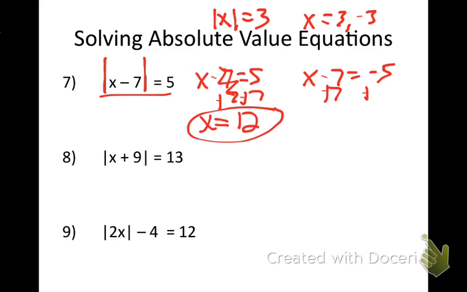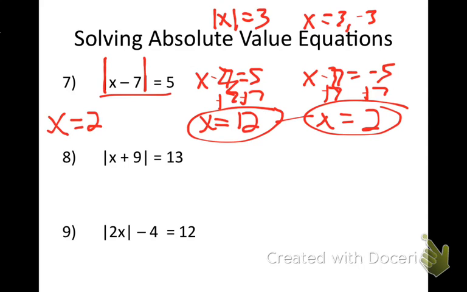Add 7, giving me x equals 2. And I have both answers. So x equals 2 and 12. I get both solutions there.